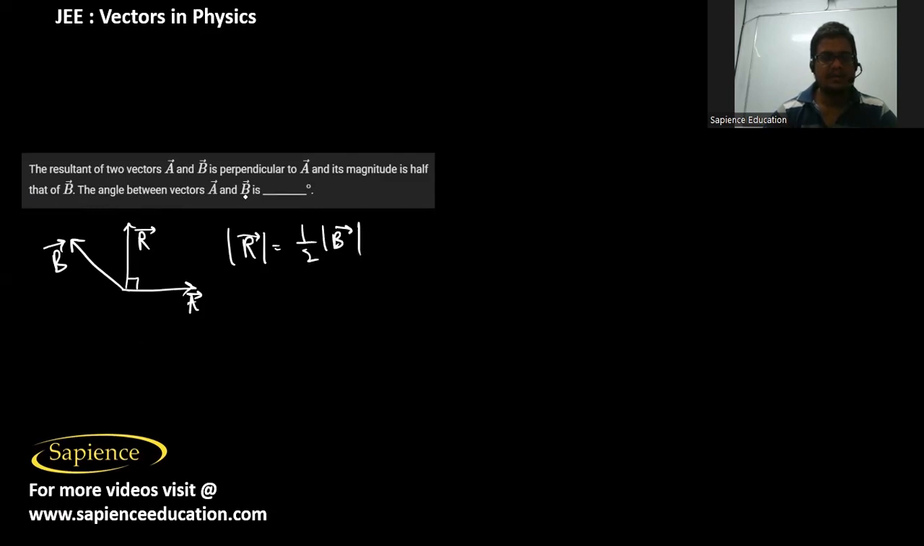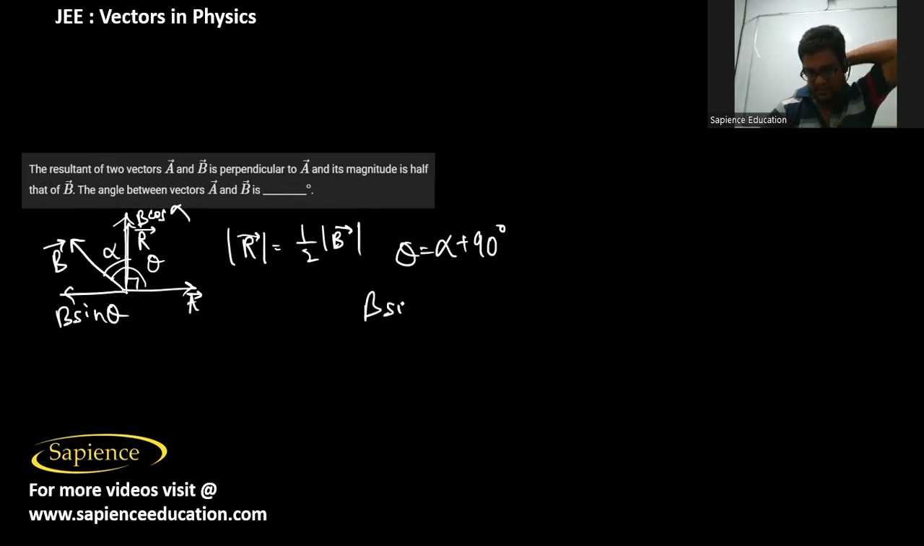The angle between vectors A and B is... how much is the angle between vectors A and B? This theta we have to find out. Let's say if the angle is theta, then this we can call alpha. Then theta will be equal to alpha plus 90 degrees. Now this component of B will be B cos alpha, and this component of B will be B sin alpha. So B sin alpha should be equal to A. Then only the resultant will be perpendicular to the vector A.